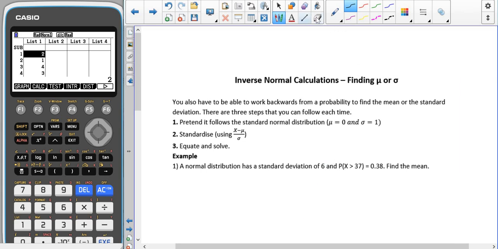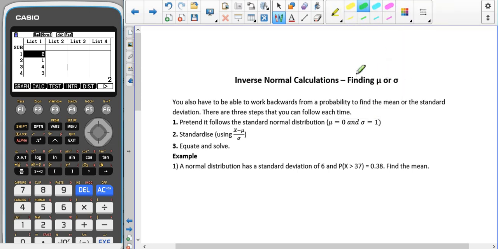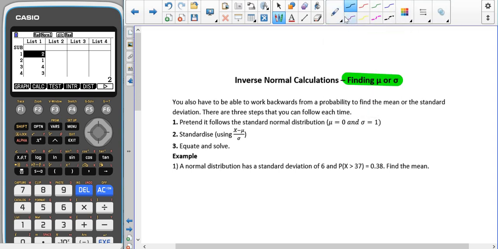So now we're going to have a look at how we can use our inverse normal calculation to help us to find the value of the mean or the standard deviation of a distribution if we are missing one of them. Now this comes from how we used to calculate probabilities using the normal distribution. So as I explained at the end of the previous video, there is a standard normal distribution which has a mean of 0 and a standard deviation of 1.